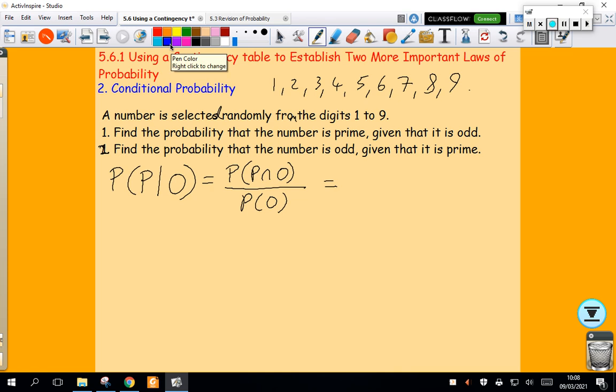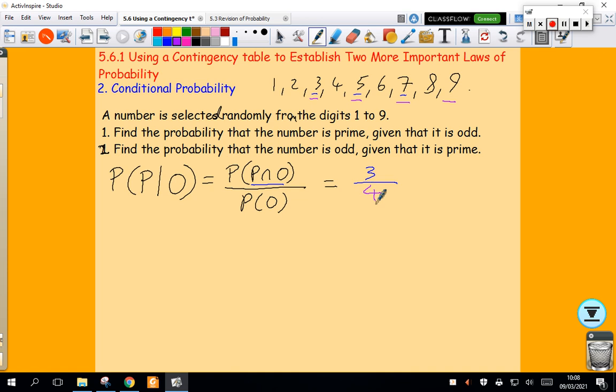So prime and odd. What numbers in my selection here are prime and odd? 2 is prime, but it's not odd. 3, 5, and 7 are all prime and odd. And again, I could write down the probability that's 3 out of 9, or I can just put in the 3 because I just put in the number of elements in there as well. Divided by the probability of it being odd. Well, how many odd numbers are there? Well, there's 1, 2, 3, 4. So it's 3 out of 4.